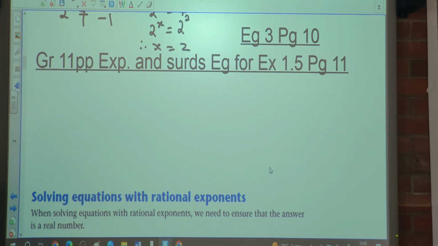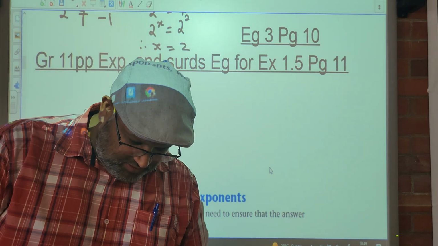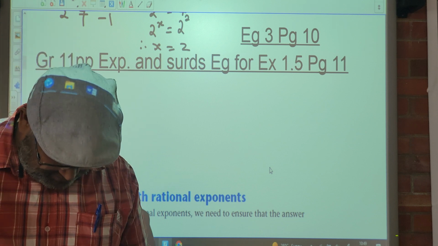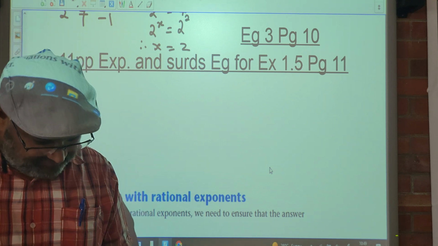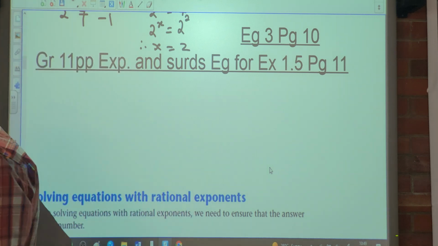And with that you should be able to now do exercise 1.5. Exercise 1.5 is on page 11. Could you do for me the odd numbers, please? Okay. If any issues, we'll sort it out. We'll do the first column, which is the odd numbers.